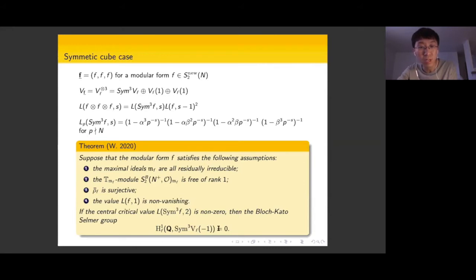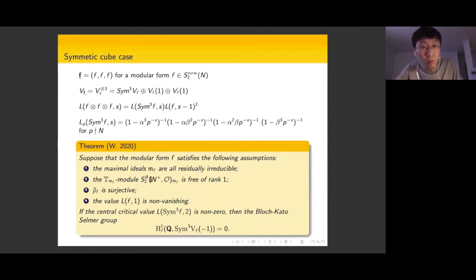Under these assumptions, if the symmetric cube L-function for F is non-zero, then I can prove the Bloch-Kato Selmer group is 0. So this is the rank 0 case for the symmetric cube motive of the modular form. I want to give a full sketch of the proof of this theorem.